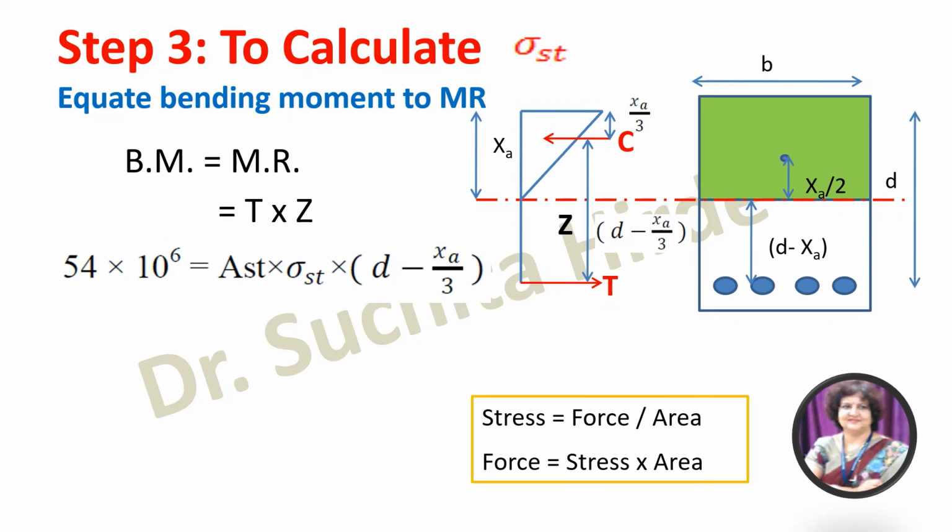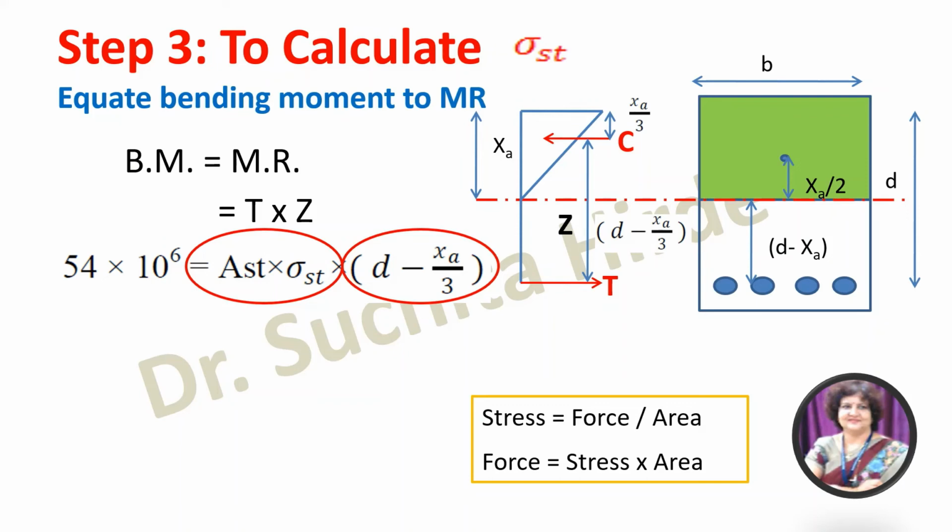So bending moment we have already calculated, WL square by 8, 54 into 10 raised to power 6. T is stress into area. Now area is AST and stress is sigma ST. And Z we know, D minus XA by 3. So this is nothing but T, AST into sigma ST, and this is Z. So we will multiply this and equate it to bending moment.